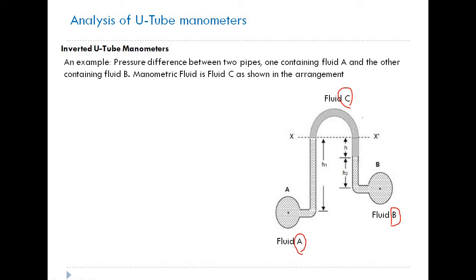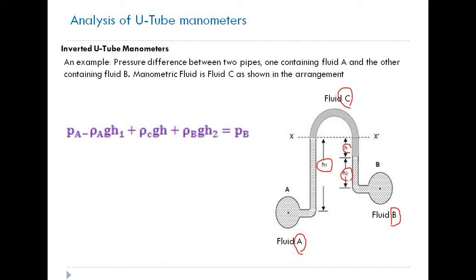Here it is a lighter liquid C that is used, and you can see the distances marked h1, this is small h, and this is h2, etc. This will be given in the problem. So we need to estimate the pressure difference between A and B, or P_A minus P_B. We apply the hydrostatic balance equation between A and B. How to write it? We start from point A. As we move up, pressure reduces.